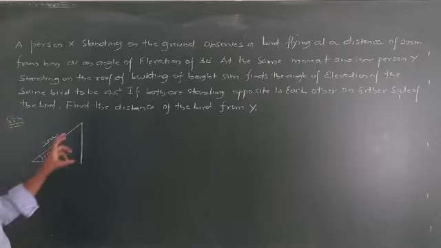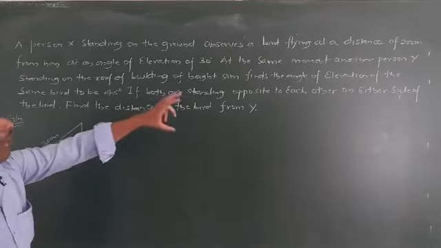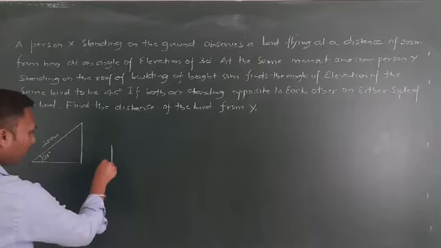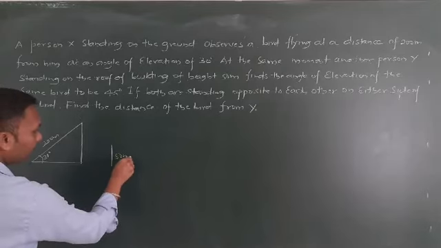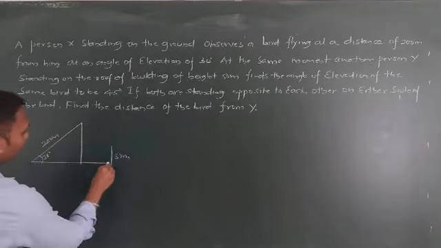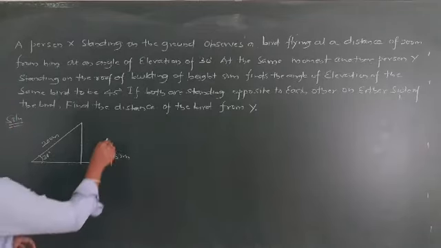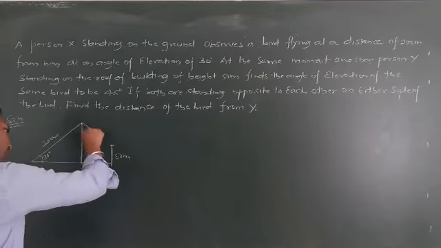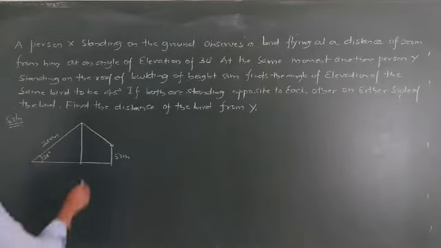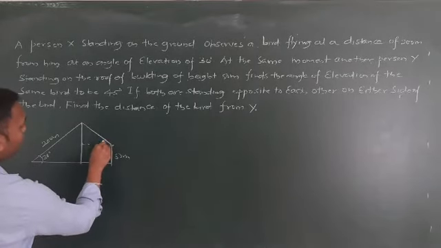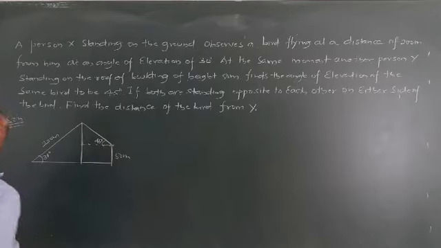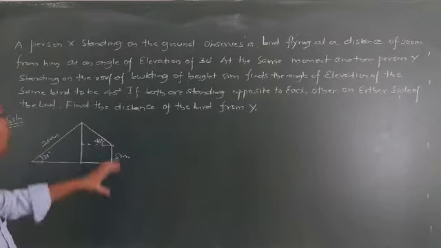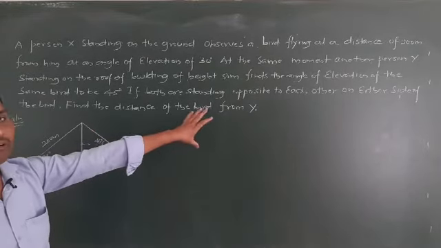Now at the same moment, another person is standing on the roof of a building. Let me take here one building, and the height of this building is already given as 50 meters. The person is standing on this building, watching this bird from here to here, and this time the angle formed here is 45 degrees. So what we need to find is the distance of the bird from Y.